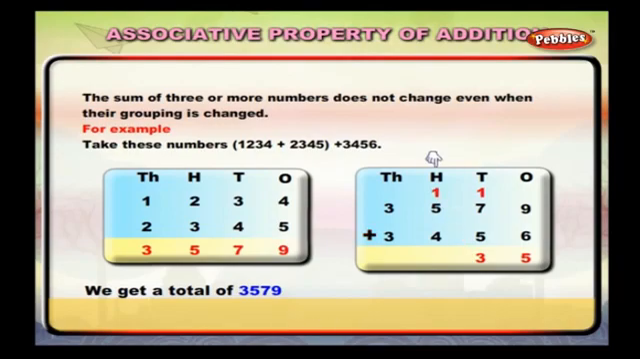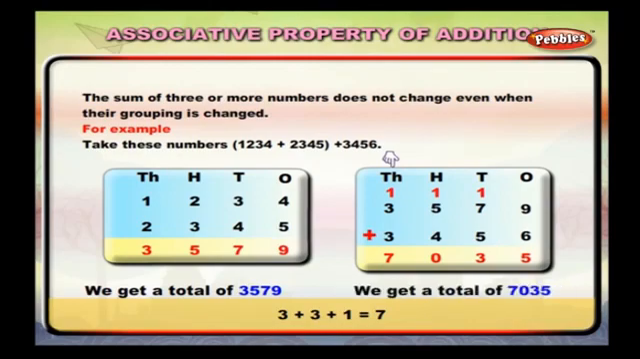Now add the hundreds column. 5 plus 4 plus 1 is equal to 10. Write 0 below the hundreds column and carry over 1 to the thousands column. Add thousands column. 3 plus 3 plus 1 is equal to 7. We get a total of 7,035.